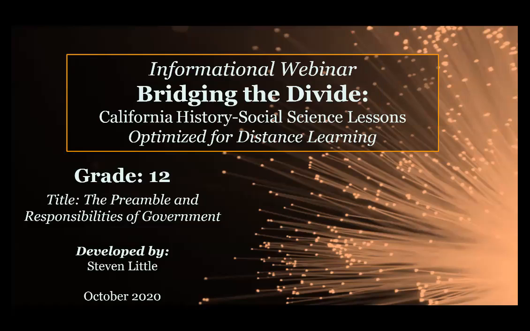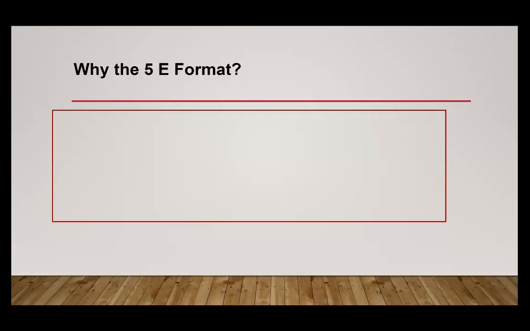Thanks for watching as part of the Bridging the Divide series, the California History Social Science lessons that are optimized for distance learning. I'm going to take you through a lesson formatted for grade 12 students on the preamble and responsibilities of the government. There are numerous lessons for all grade levels within this project.